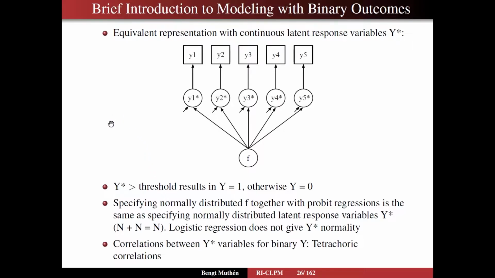Of course, the normal distribution may not always be correct, but we're going to take a close look at the fit to the data to see when that's a good approximation or not. Now, the correlations are going to be focusing on the Y stars, not between the Ys. So latent correlations, or correlations between latent variables. In the case of categorical or binary outcomes, those correlations are called tetrachorics. With polytomous outcomes, they become polychorics.